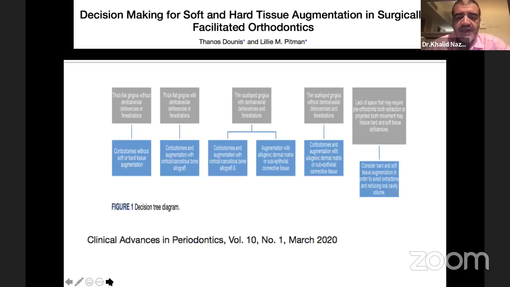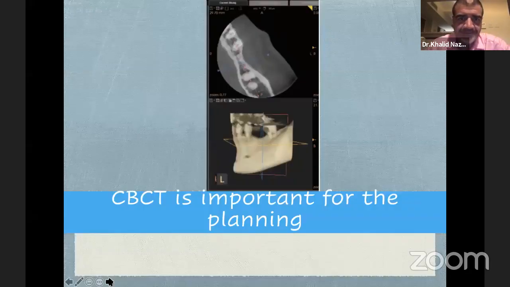This is a very highly recommended reference for this lecture. It's published in Clinical Advances in Periodontics. This is a checklist for what is the best tool or what is the best technique we could use in order to enhance orthodontic movement by periodontal surgery, depending on the patient bone and gingival phenotypes that are available. We can decide which of the techniques we can use. So I highly recommend this reference. If somebody likes to take a snapshot of it, this is really a worthy reference.